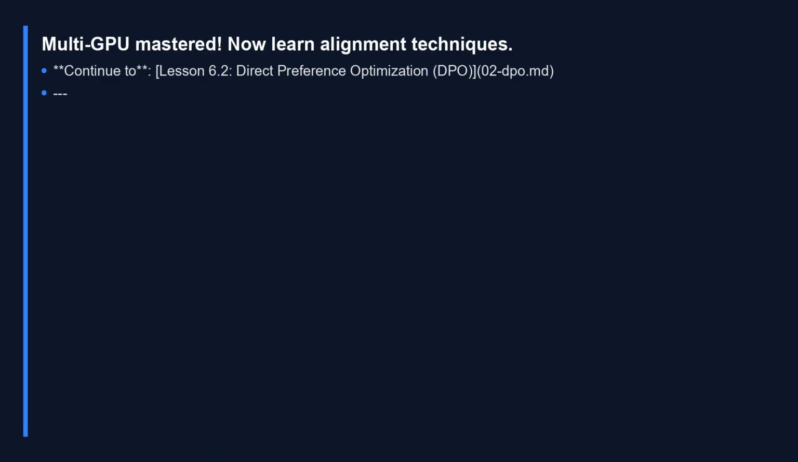What's next? Both GPUs are now in the game. The next frontier is teaching your model not just what good outputs look like, but how to prefer them over bad ones. That's the domain of alignment. And the next lesson covers Direct Preference Optimization, or DPO, which is one of the most powerful techniques for shaping model behavior after initial fine-tuning.